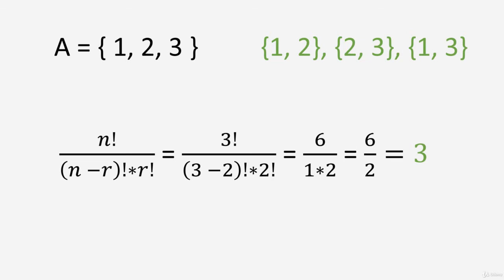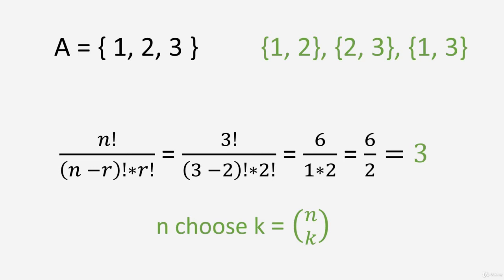Now, factorial of 3 is 6, because 3 times 2 times 1 is 6. Factorial of 1 is 1, and factorial of 2 is 2. So, we get 6 divided by 2, and that is 3. You might also see this notation, n choose k. So, for example, in our case, it would be 3 choose 2, and it is 3.